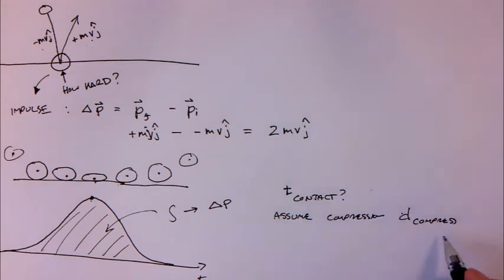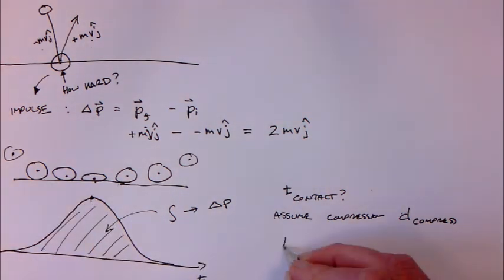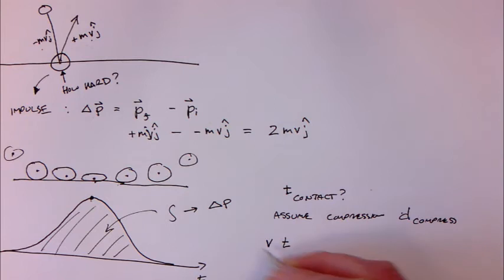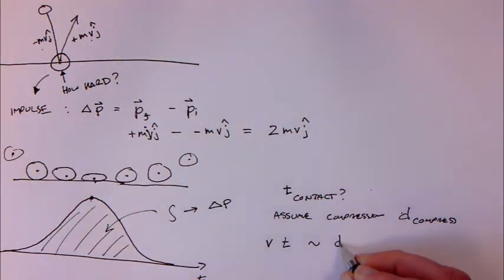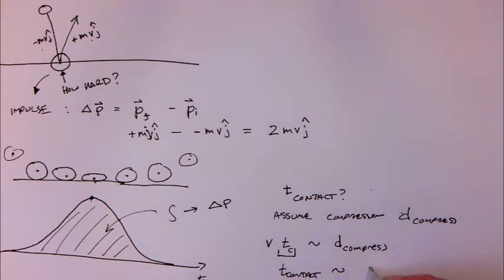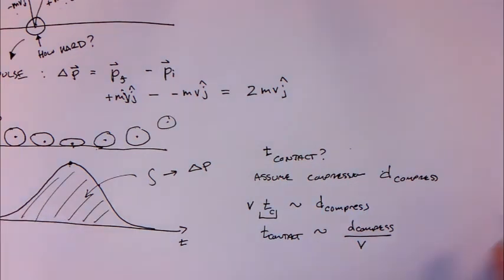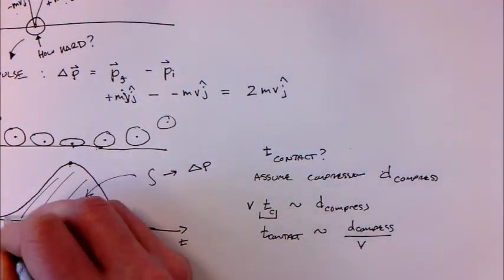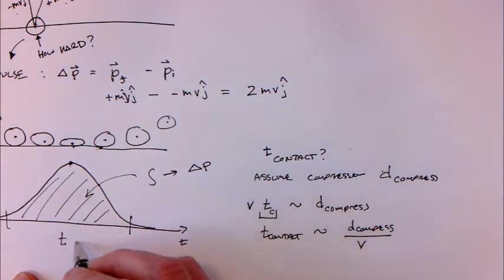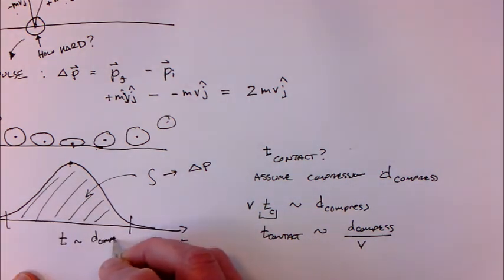But if we assume that the ball compresses some distance, then if you look at the picture, it seems like the time of contact times whatever the initial velocity of the ball is should be on the order of that compression distance. In other words, the time scale of contact is on the order of the compression distance divided by the incoming velocity of the ball. So we don't know what the force is exactly, but we can say this time scale is around d_compress divided by v.